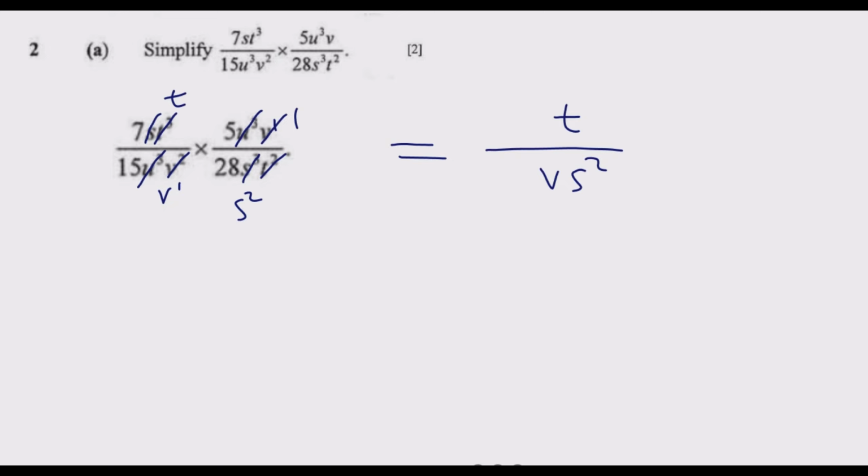Then we go to the numbers now. 5 into 5 is 1, 5 into 15 is basically 3, 7 into 7 is 1, 7 into 28 is basically 4. So what we have is 1 times t is t, then 3 times 4 is 12. So we end up with t over 12v squared. Basically this is how you get the full marks on this question.